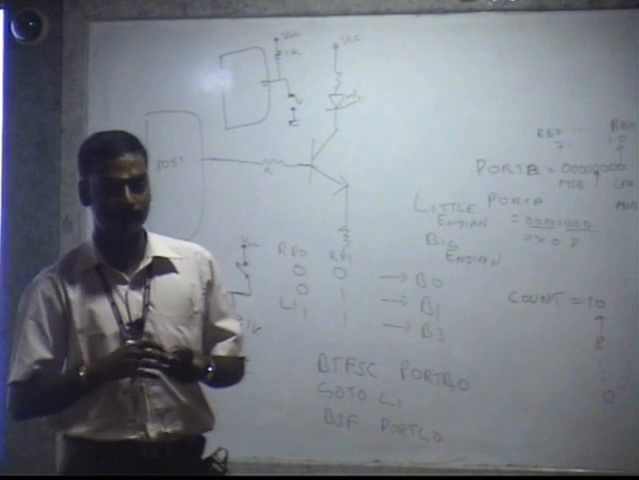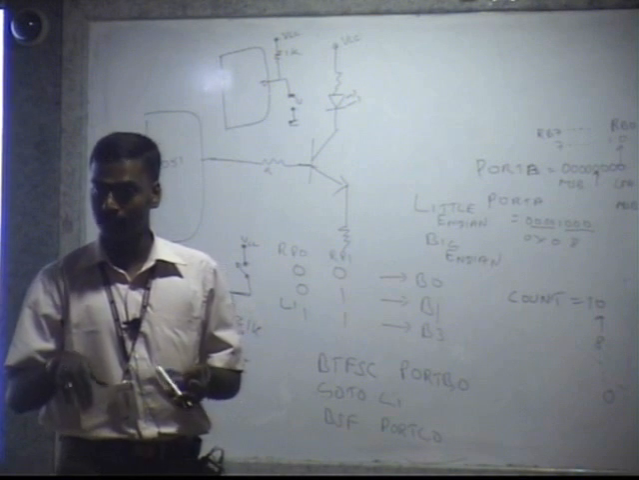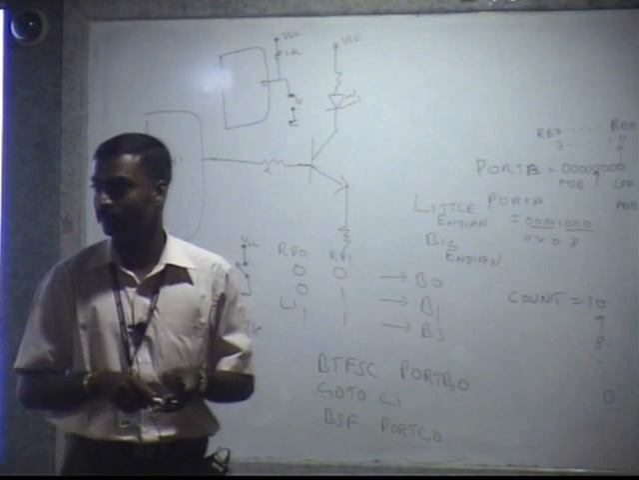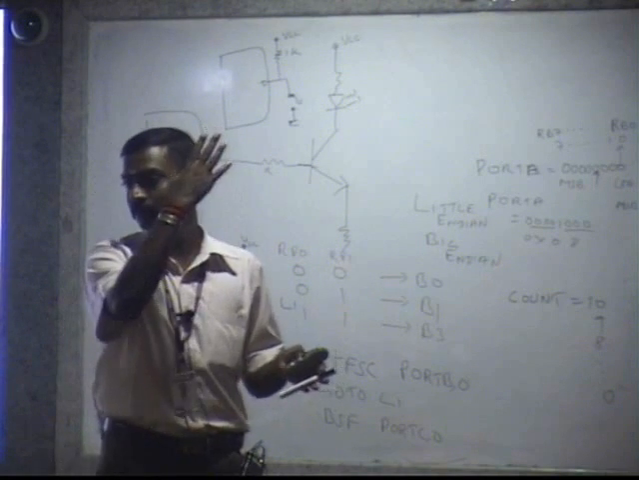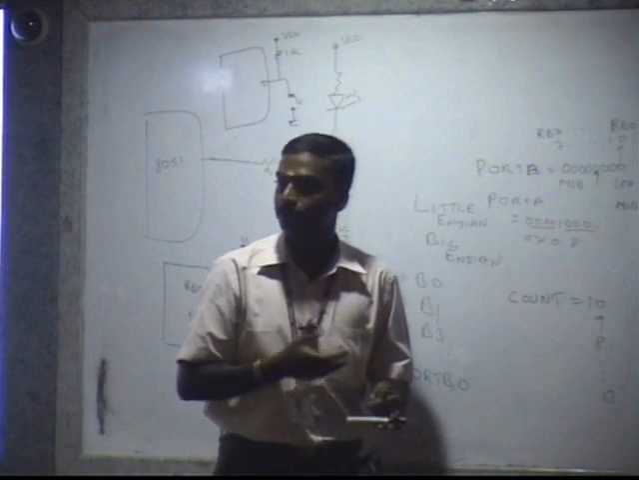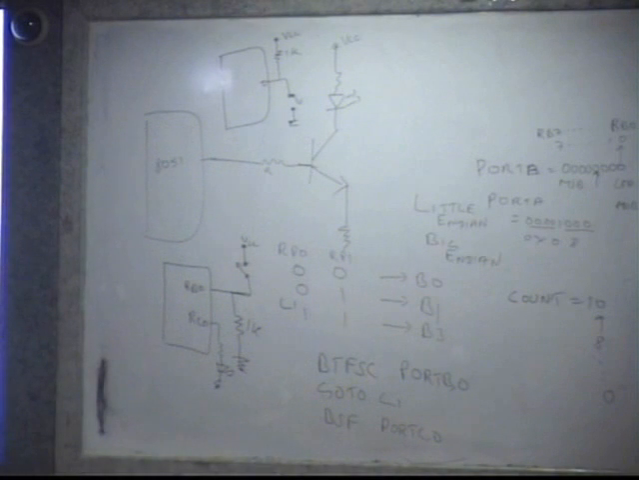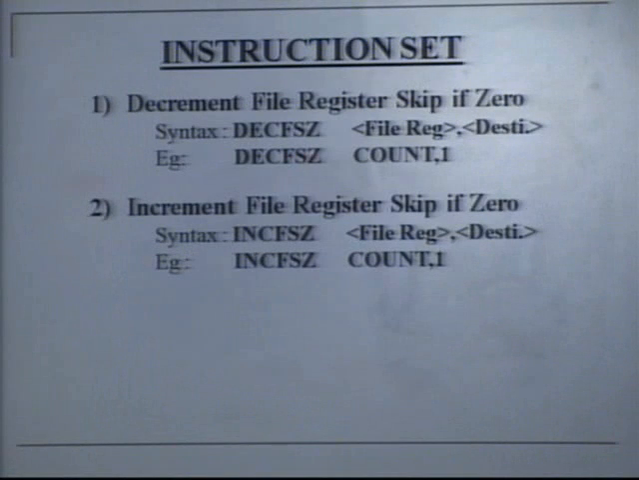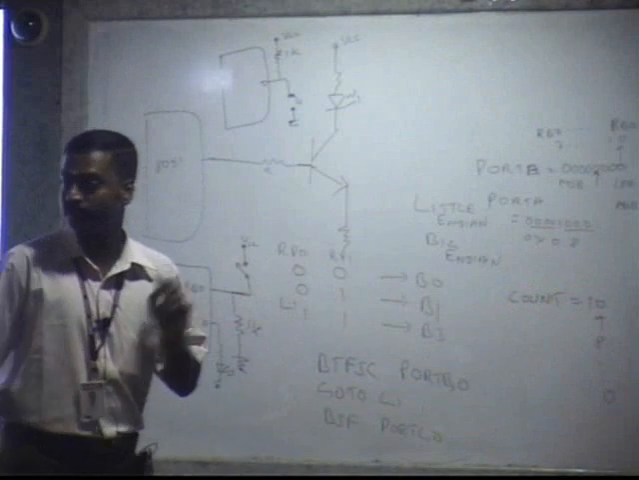So in C, how many statements should there be? First you need to decrement it. Then you need to check using an if statement. If it is not 0, you need to go back to the statement above, that is, decrement again. This is how you usually create a delay in C. Here, for doing all these things, you have one instruction: decrement file register, skip if 0. Before giving the statement, I need to initialize the variable count with the highest value.